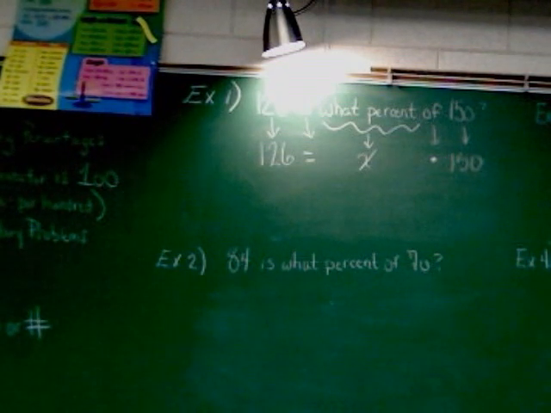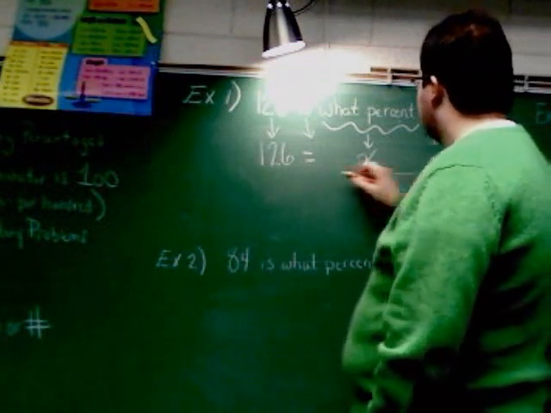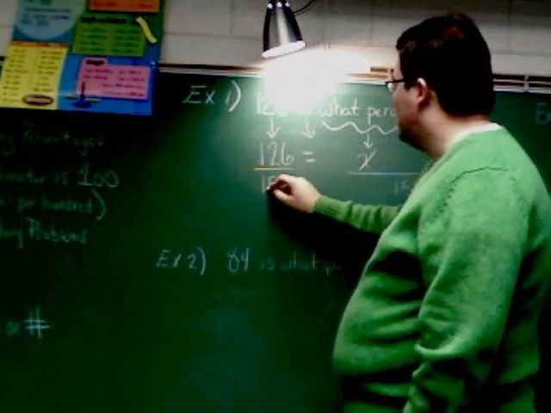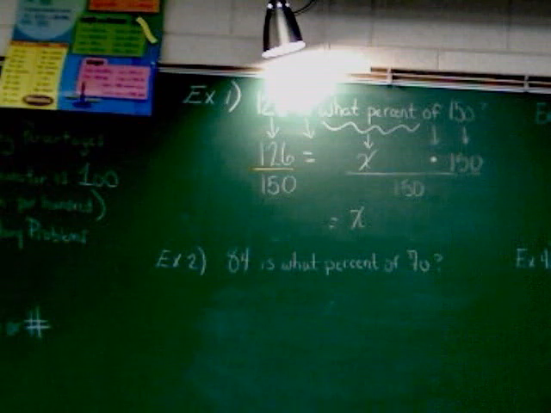So that's not a big deal. That's a very basic multiplication equation, so you know you have to solve it by dividing, and the number that's on the side of the variable is 150, so I have to divide by 150. I'm just dividing across by 150. And you do that division and you get 0.84, if I'm not mistaken. Yes, 0.84.